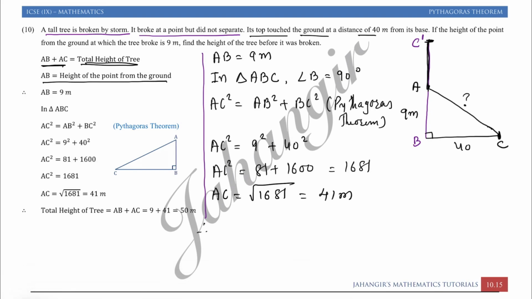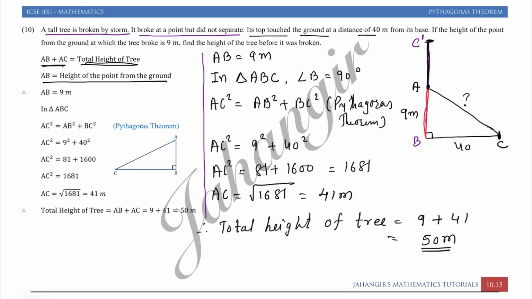meter. So therefore total height of tree is equal to 9, that is AB plus AC. So AC is 41, that is 50 meter. If you are still confused, I will tell you, this is the part of the tree from the base and this is the broken part. So if you add these two, and this red part is both same.